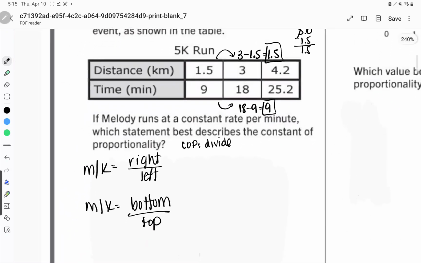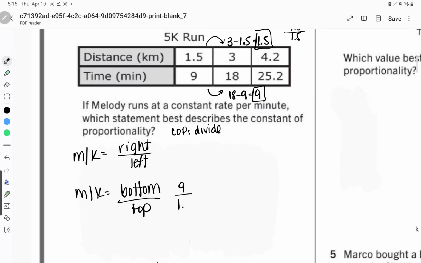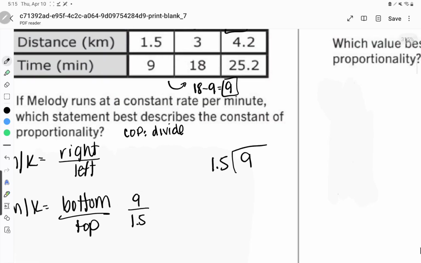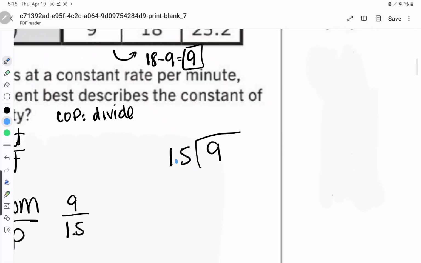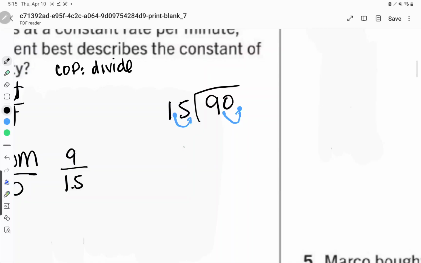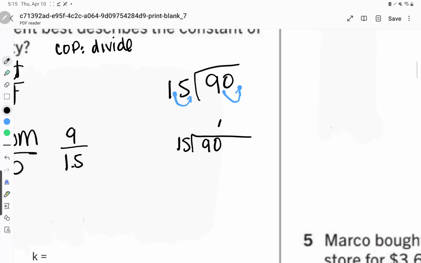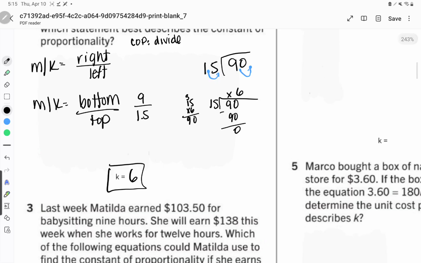Then I just take my bottom and I divide it by my top. So I have 9 divided by 1.5. 9 goes on the inside because it's on top. Out here, I have a decimal, so I take this decimal and move it one place to the right, which means I add a decimal onto my 9 and then move that one place to the right. And then that blank goes as 0. So I have 15 going into 90. 15 goes into 90 6 times. 6 times 15 is 90. So I subtract and that gives me 0. And I find that my k equals 6.